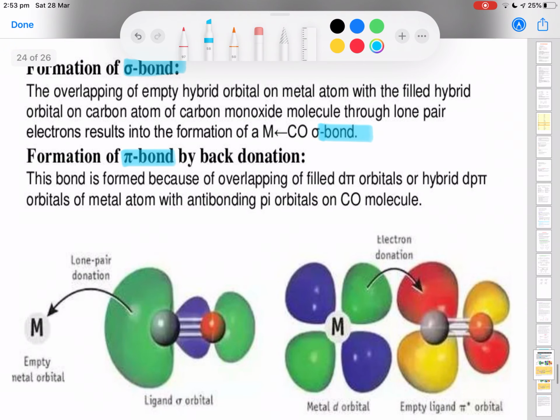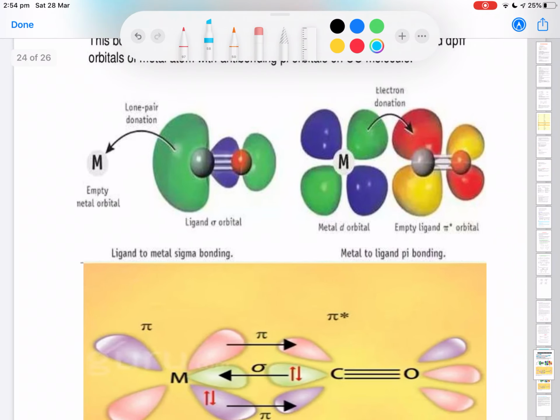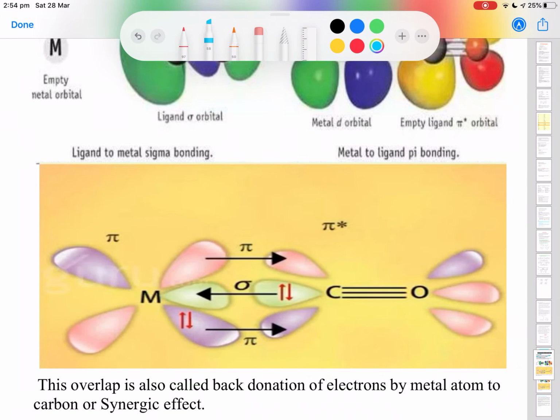As I said, CO, that's the carbonyl group, is acting as a ligand, and throughout coordination chemistry we have already understood that ligands are going to donate a lone pair of electrons to the central metal atom. When they donate the lone pair of electrons to the central metal atom, it results in the formation of a sigma bond. So from where do you get these lone pairs of electrons? These lone pairs of electrons are from the carbon atom, which is a part of the carbon monoxide molecule.